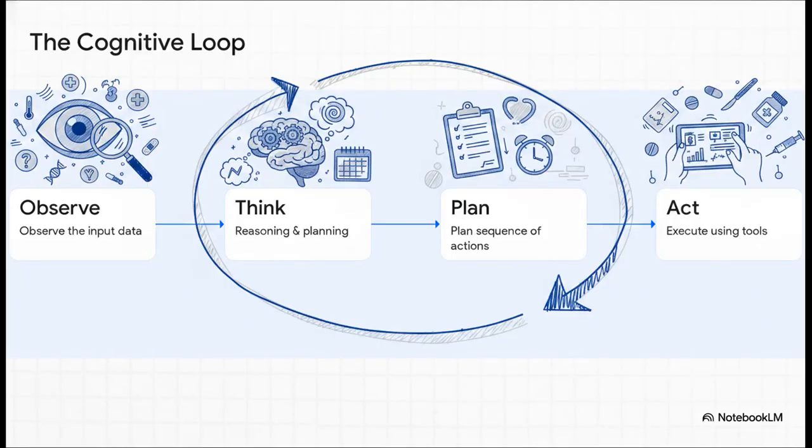But how does that brain actually process a specific task? Well, it runs on a continuous cognitive loop controlled by our orchestrator. It breaks down into 4 steps. Step 1, observe the input, say a patient's symptoms. Step 2, think about what this actually means and what medical knowledge applies here. Step 3, plan out a sequence of actions, which might be retrieving medical history or calculating a risk score. And step 4, act, by executing those planned steps using its tools.